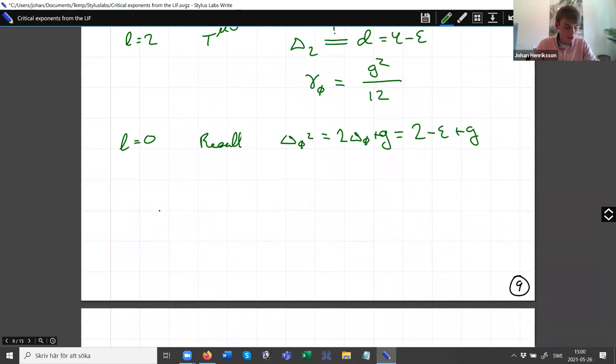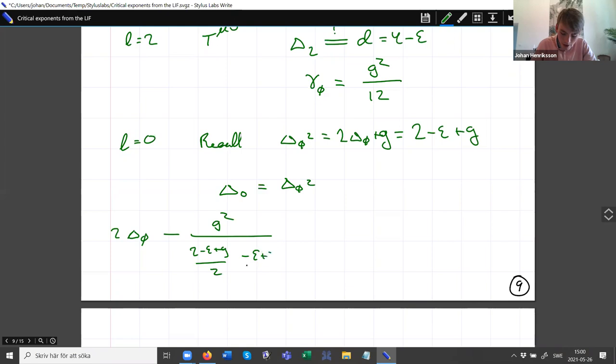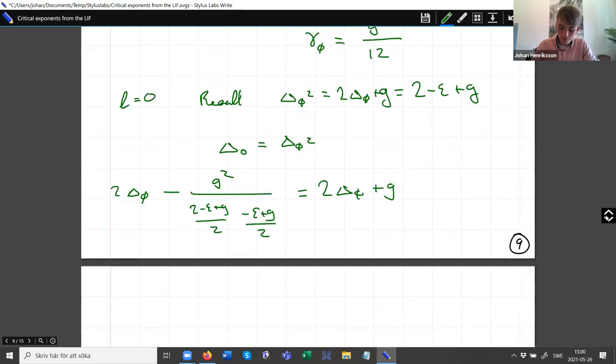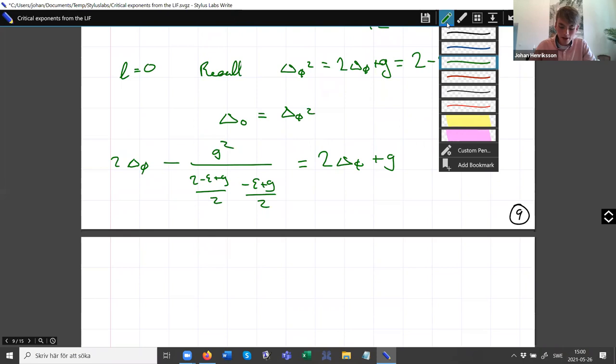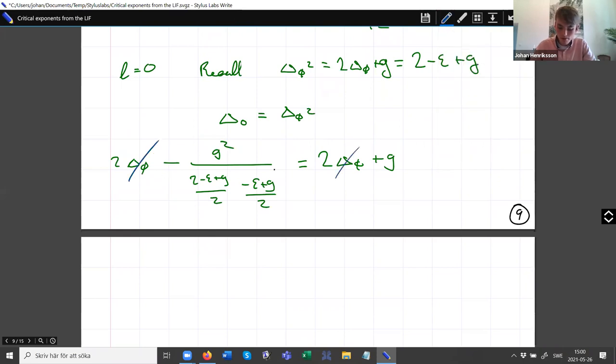So if you go ahead and plug in the definitions, we want to look for delta zero equals delta phi square. So two delta phi minus g square over two minus epsilon plus g over two minus epsilon plus g over two, this was the conformal spin, equals delta phi plus g. And you can cancel some things, you can multiply this thing up to the right hand side, this thing is just one to leading order, and reshuffle, and you get the equation g times 3d minus epsilon equals zero.